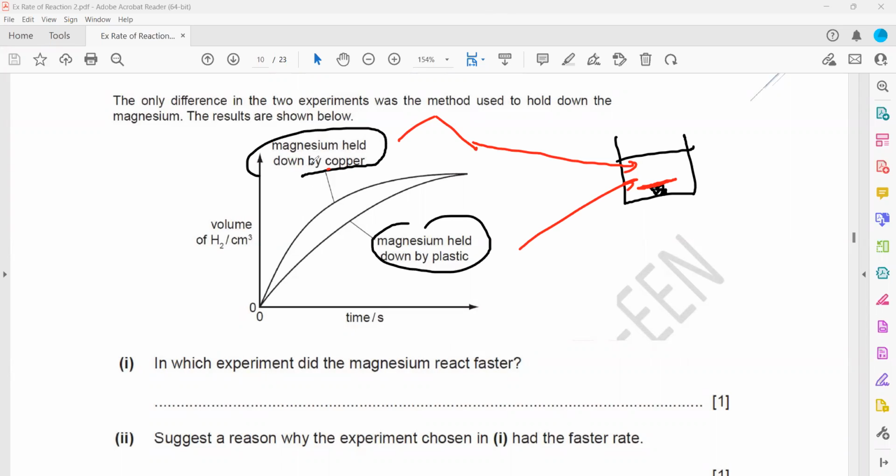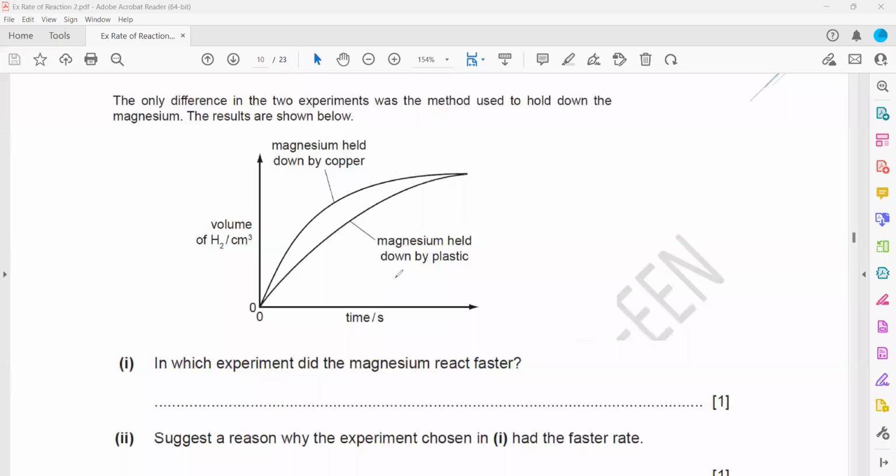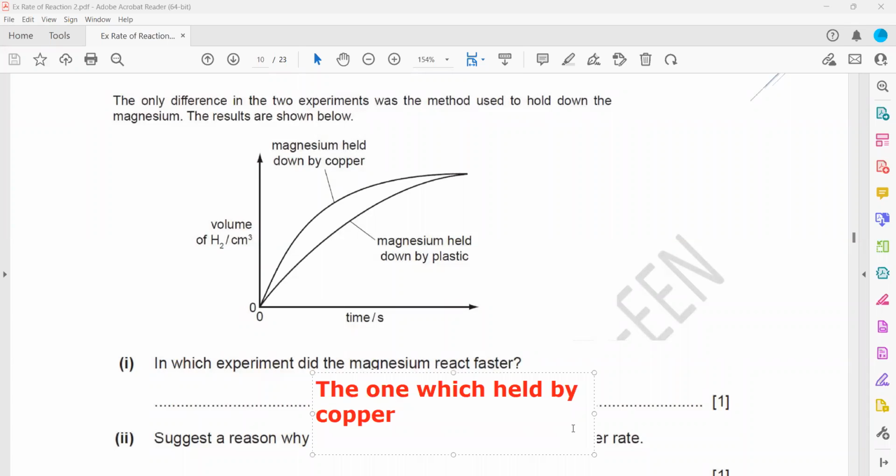You can see the first one has a steeper slope. So the magnesium held by copper reacts faster, because it has a much steeper slope. Suggest a reason why the experiment chosen had the faster rate. What might be a reason? The one which is held by the copper is faster. But what is the reason for that? The reason is, as you can see, in both of the reactions the amount of product is the same.